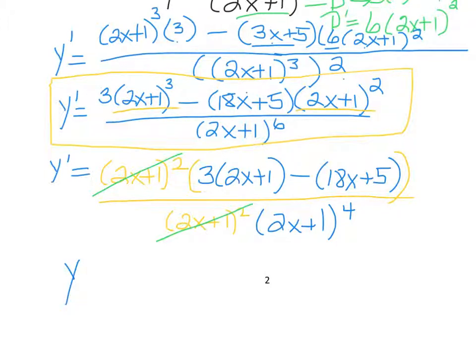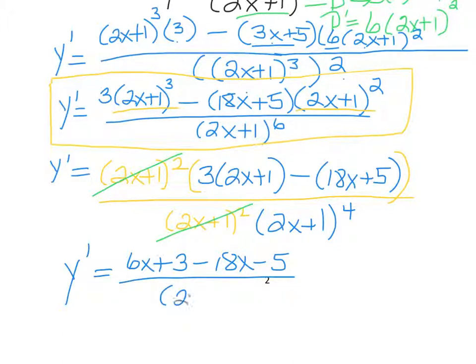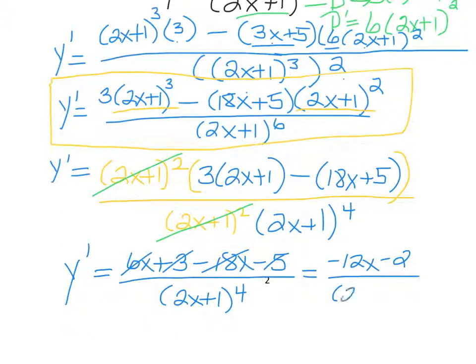And so then what you're going to be left with is y prime equals 3 times 2 is 6x plus 3 times 1 is 3 minus 18x minus 5, all divided by 2x plus 1 to the fourth power, and 6x minus 18x is negative 12x, and 3 minus 5 is negative 2 over the quantity 2x plus 1 raised to the fourth power.